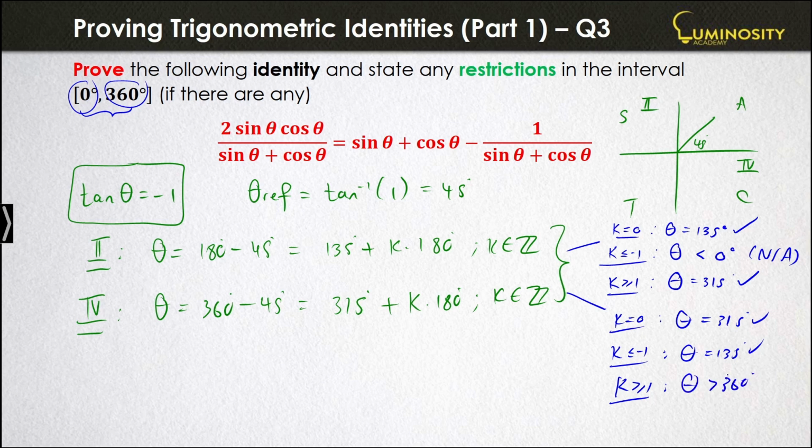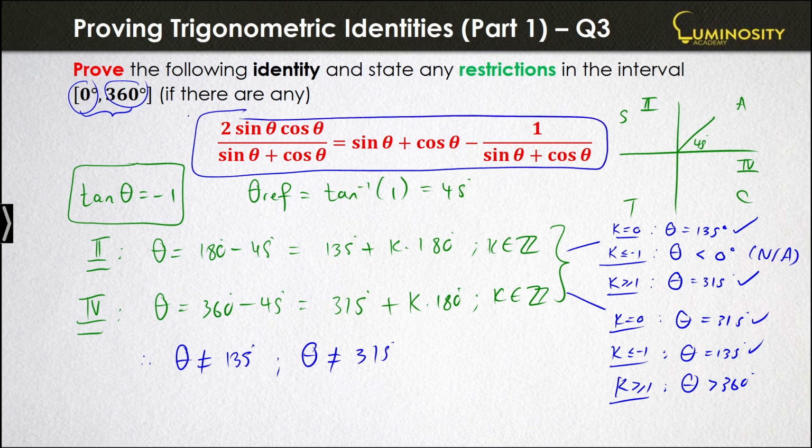Okay, so there's only 2 restrictions. The restrictions are theta cannot be equal to 135 degrees, and theta cannot be equal to 315 degrees. Otherwise, this identity is always true inside that interval.